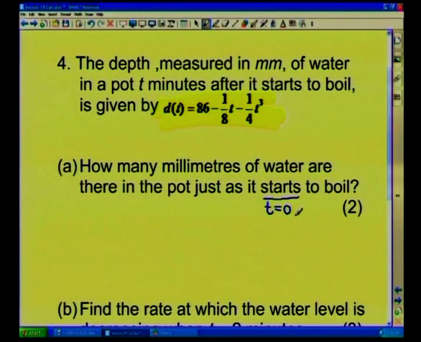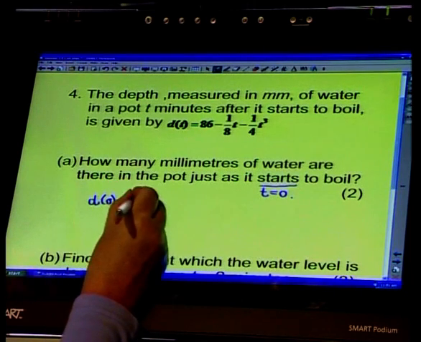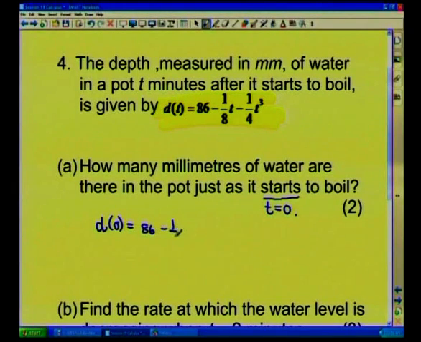So what are they asking you? How much water is there in the pot? They've given you an equation for the depth of the water, so it would be straight substitution into this equation. So let's do it. So it's D of 0 equals 86 minus 1/8 times 0 minus 1/4 times 0 cubed. And we're so delighted that these are zeros because we know the answer is going to be 86 millimeters of water.